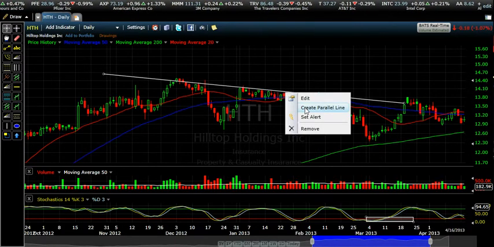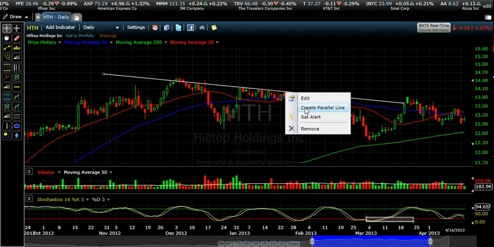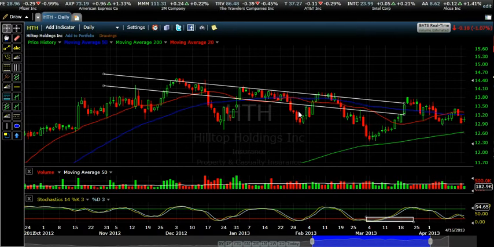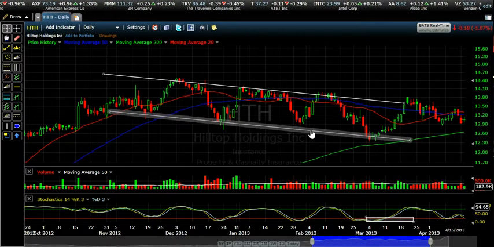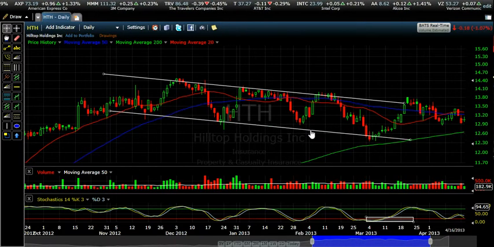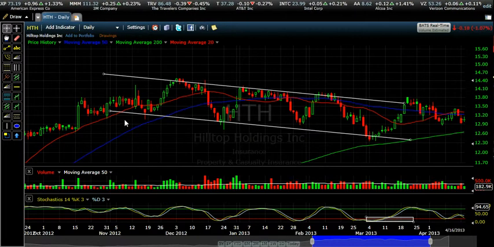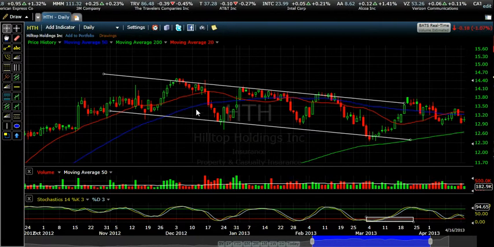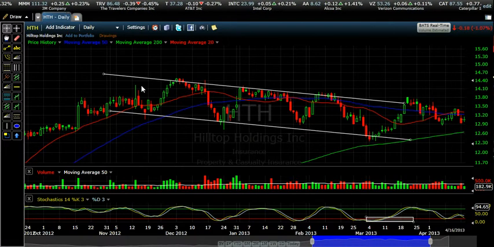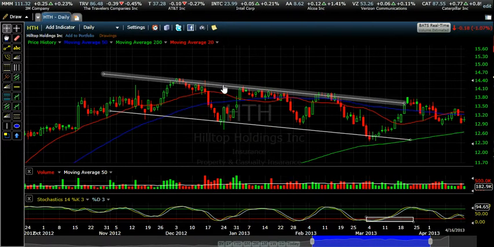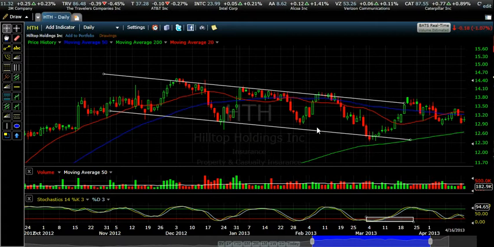And after you've confirmed it, I just click on the line, create parallel line, and then you move it to your line of support right there, which looks pretty good. And you can see this channel works out pretty well. The stock stays within this confined area, bounces back and forth off of the line of support and the line of resistance, and that's it.